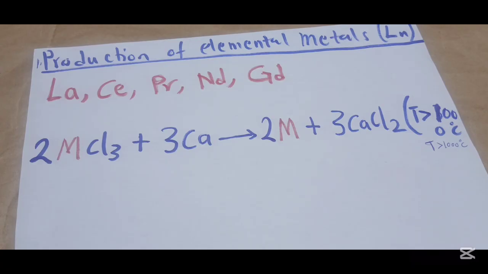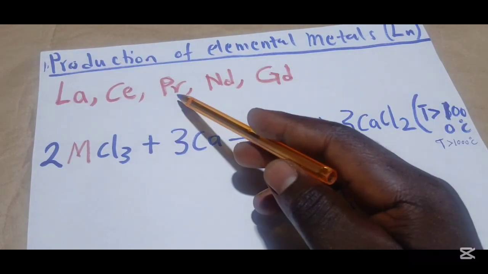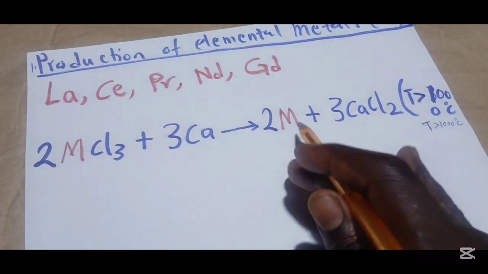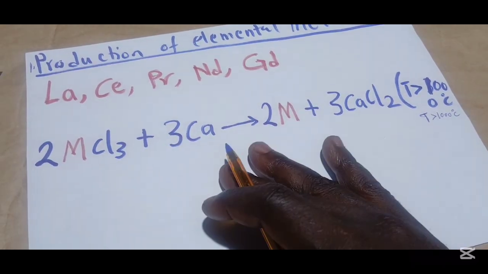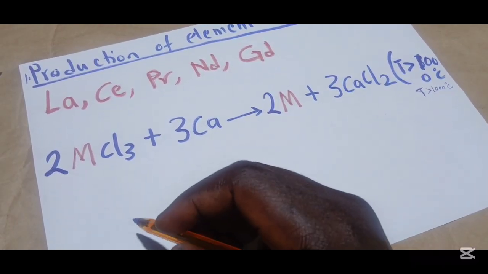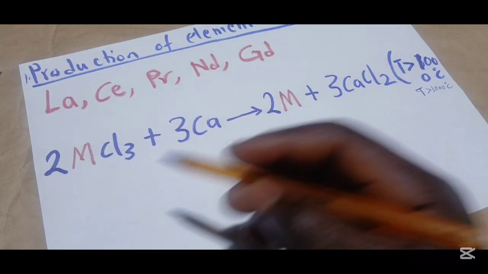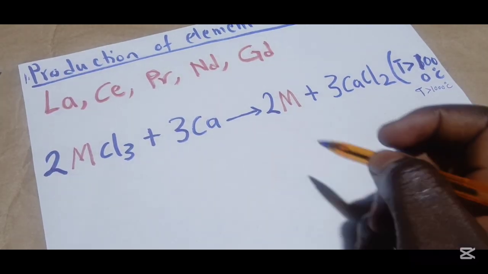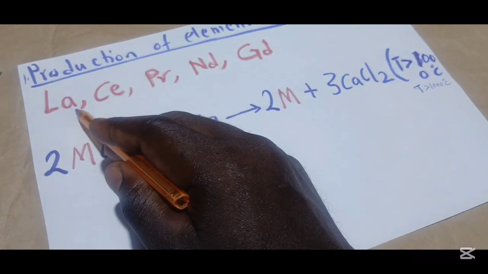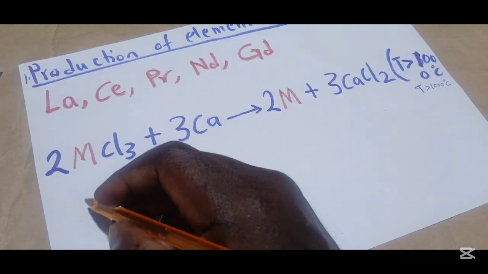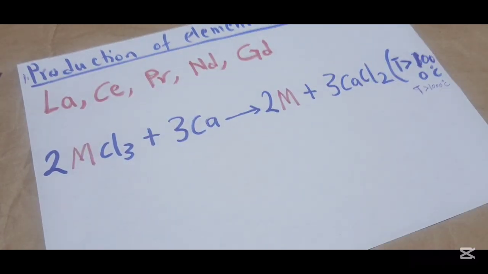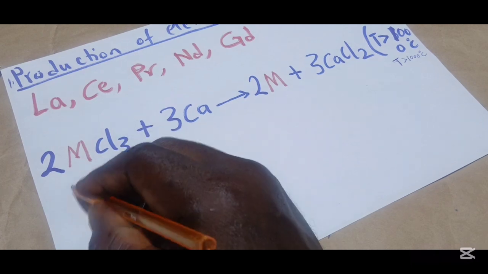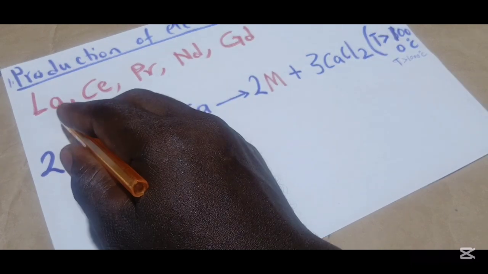So imagine you are asked to show how this element can be produced elementally. You should have this equation in mind. You just have to know this equation before you are able to write it, to show how it is produced. So first of all, we have to take lanthanum. Wherever we see M, we replace it by La.